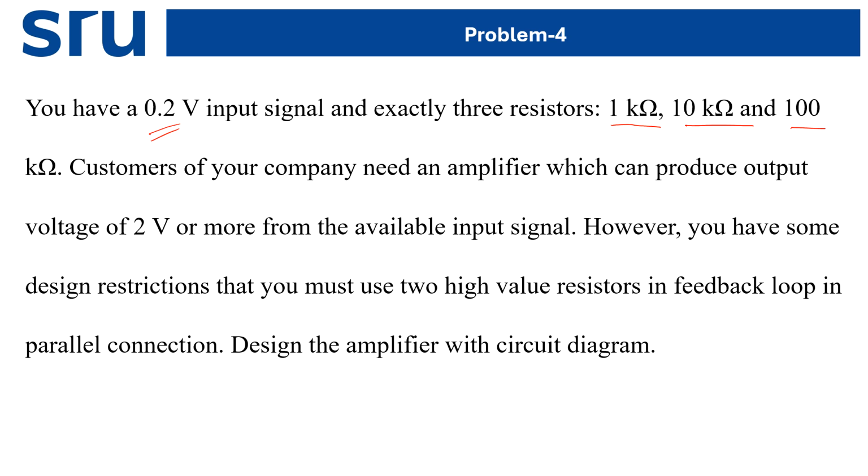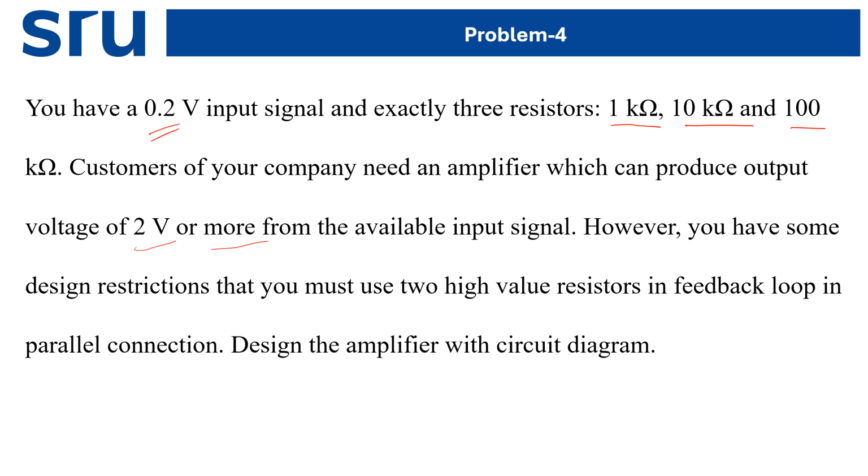Okay, how can we do that? We can do it in many ways. We can use simply two resistors, but there are some design conditions. Let's see those things: we need to produce an output of 2 volt or more from the available input signal. So the available input signal is 0.2 volt, and we need 2 volt or more. That means our gain should be 10 or more.